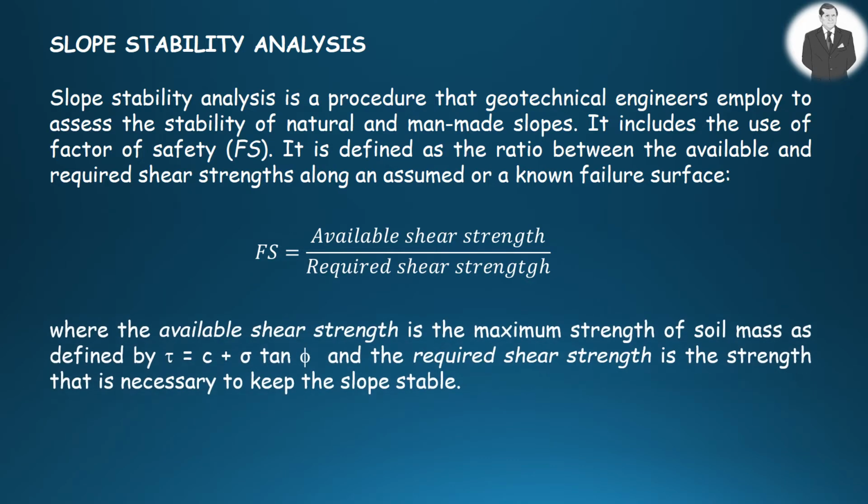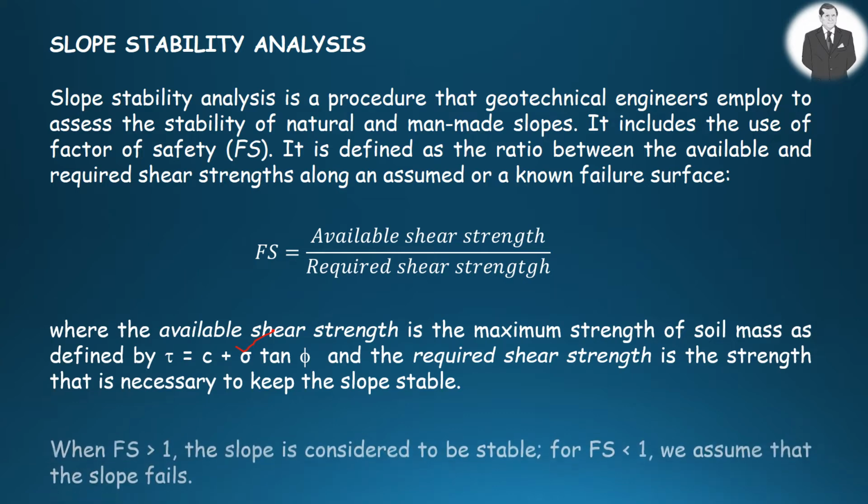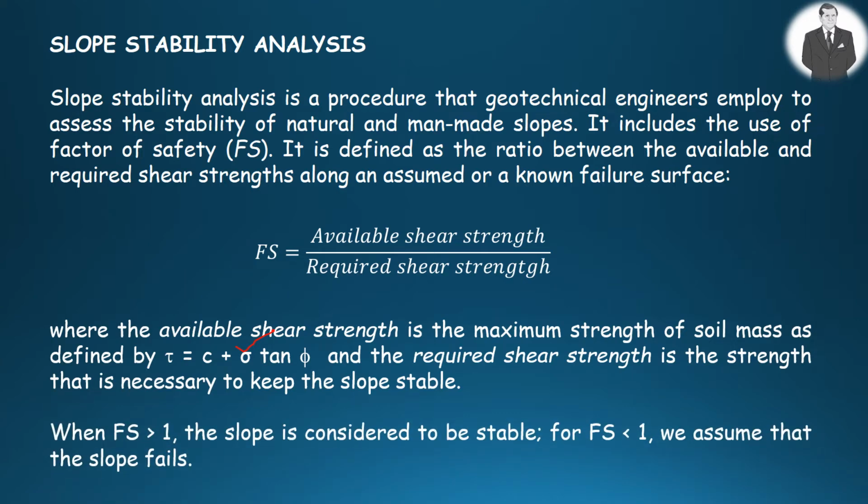Here, the available shear strength is the maximum strength of soil mass as defined by the equation given here. And the required shear strength is the strength that is needed to keep the slope stable. When factor of safety is greater than unity, the slope is considered to be stable. However, if the factor of safety is less than unity, it is assumed that the slope fails.